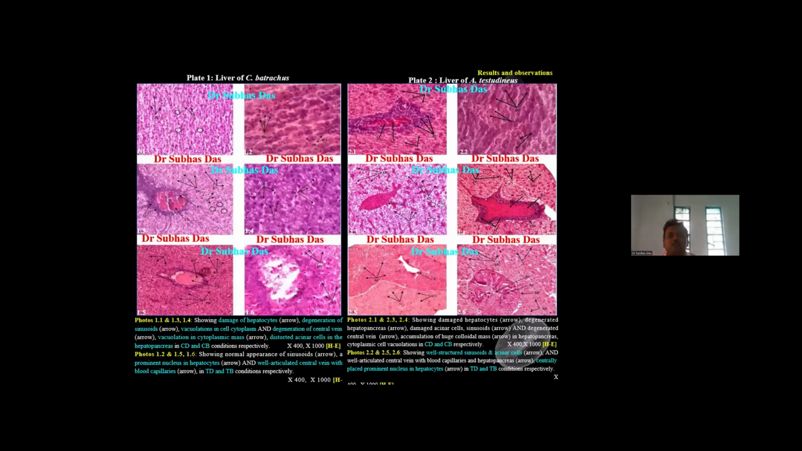So after the histological study, through this slide, you can see that in the control condition under the dry season, both in dry and breeding seasons, there is damage of hepatocytes, degeneration of sinusoids, vacuolations in the cell cytoplasm, degeneration of the cell, mainly central vein, vacuolations in cytoplasmic mass, deterioration of the acinar cells in the hepatocytes. Whereas in the treatment condition under choline exposure, you can see the predominant nucleus in the hepatocytes, well articulated central vein with the blood capillaries.